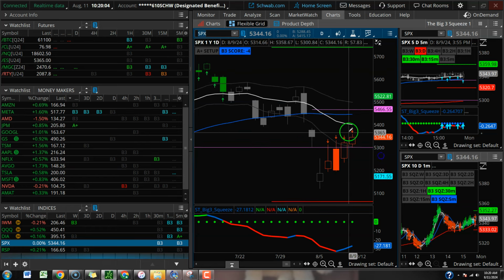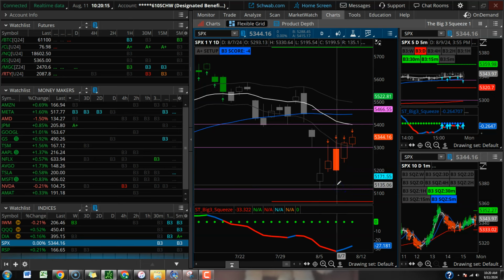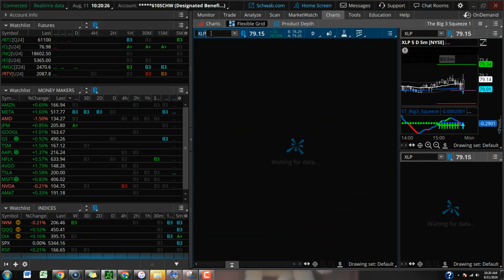What if the S&Ps bounce back to 5,400? We get a little smooch of the daily 21. Then we roll over and we're taking out the lows at 5,100. Question would be, during that kind of move, do I want to be long anything? And I don't think I want to be, so food for thought.